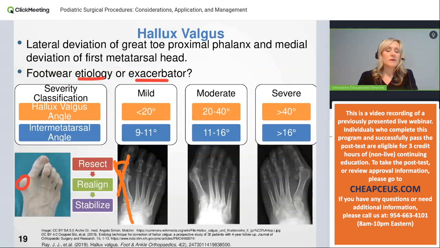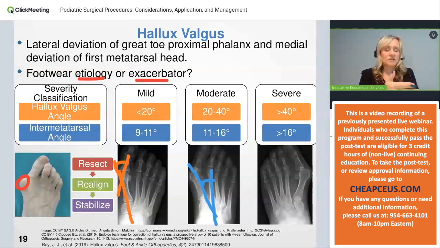Another angle that will be examined is the intermetatarsal angle. So under moderate here, we'll take a look at this. They're going to look at the angle between the first metatarsal and the second metatarsal and take a look at how wide that angle is. Once we're getting over 11, closer to 16 and above, we're looking at those moderate to severe cases, and those are our patients that are looking more at being surgical candidates.